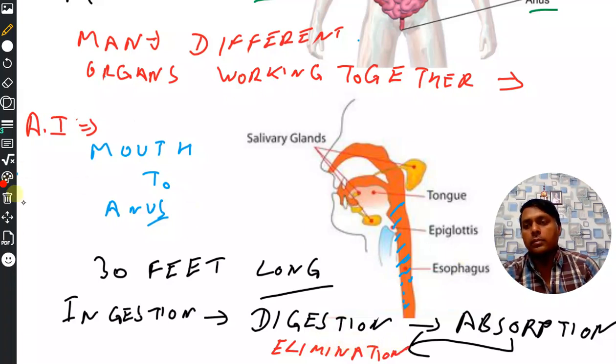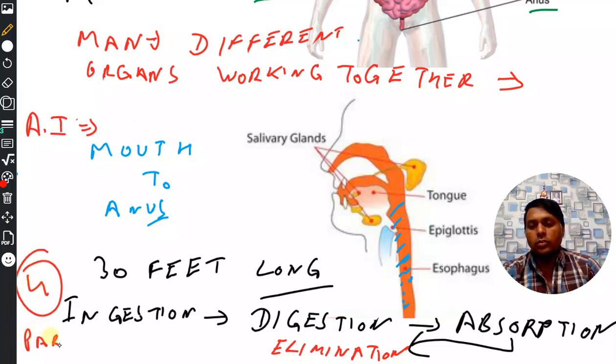So basically there are 4 parts of the digestive system. What are those? You can see it. It is ingestion, digestion, absorption and elimination. Do you know these terms? I told you ingestion is taking of food through the mouth, and digestion takes place in the stomach.